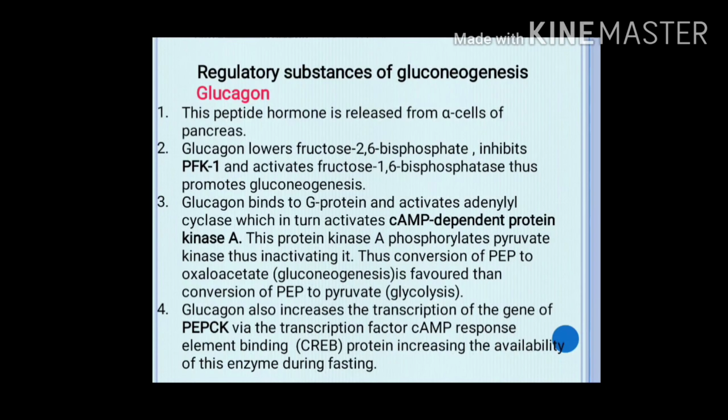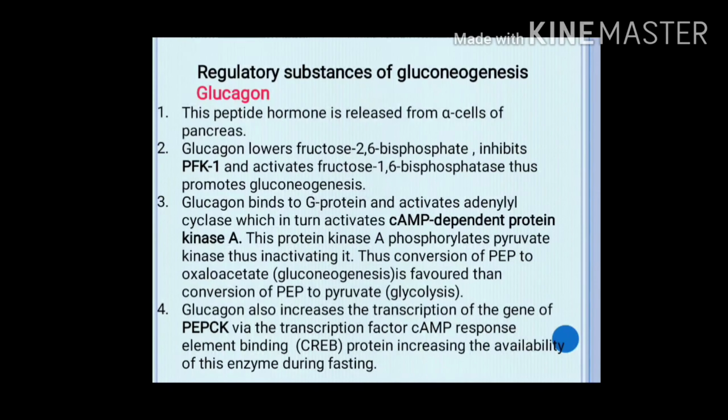Next, see the regulatory substances of gluconeogenesis. First one is glucagon. Glucagon is a hormone which is active in the fasting stage when the blood glucose level drops. Glucagon is the peptide hormone released from the alpha cells of the pancreas, and the beta cells of the pancreas release insulin. Glucagon lowers fructose 2,6-bisphosphate, inhibits PFK1 and activates fructose 1,6-bisphosphatase, which promotes gluconeogenesis so that free glucose is formed. How is this achieved?